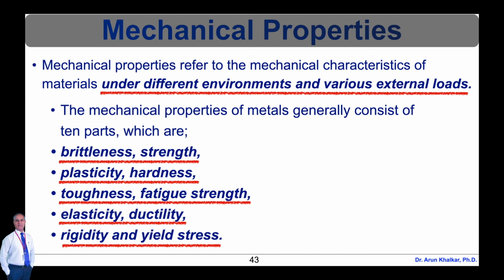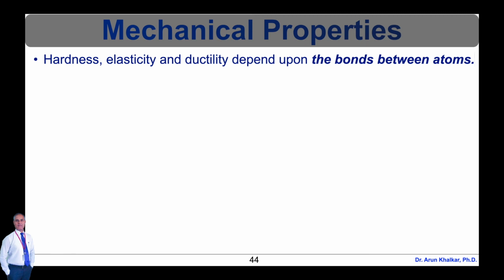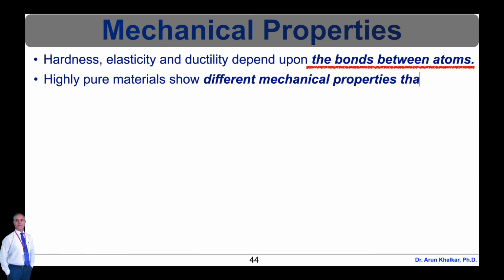Most inorganic non-metallic materials are brittle materials which do not have properties such as plasticity, toughness, elasticity, ductility, and so on. Besides, some organic materials are flexible materials which do not have properties such as brittleness and rigidity. Nanomaterials have excellent mechanical properties due to the volume, surface, and quantum effects of nanoparticles. Hardness, elasticity, and ductility depend upon the bonds between atoms. Highly pure materials show different mechanical properties than the bulk material.